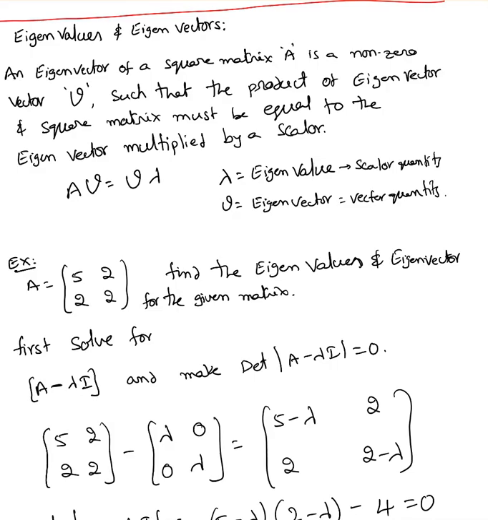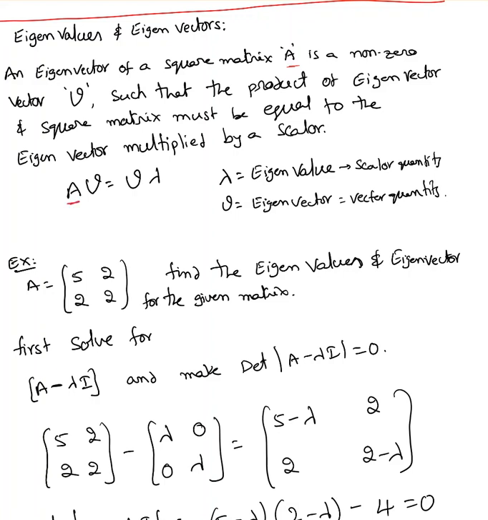The next topic is eigenvalues and eigenvectors. An eigenvector of a square matrix. An eigenvector is defined related to a square matrix. So an eigenvector of a square matrix A is a non-zero vector V such that the product of the square matrix and the eigenvector must be equal to the eigenvector multiplied by a scalar.